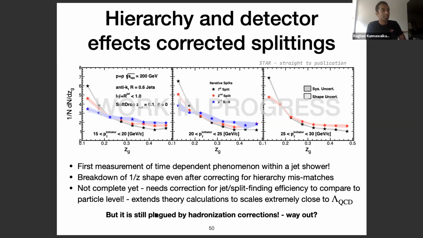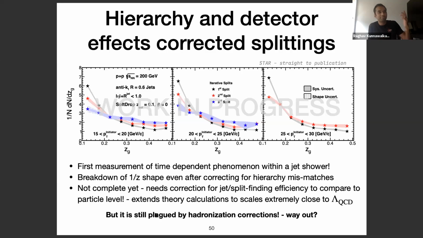That's a small correction factor that then further enables us to compare to calculations that exist at or very close to lambda QCD. So there you can actually see these splittings as you go along the jet. In the second and third splitting, you see this breakdown of your 1/z shape. And as you go to higher initiating pT, you can see that you're going back up. So this is now showing you time-dependent phenomena within a shower, right? The breakdown is happening inside your jet shower.